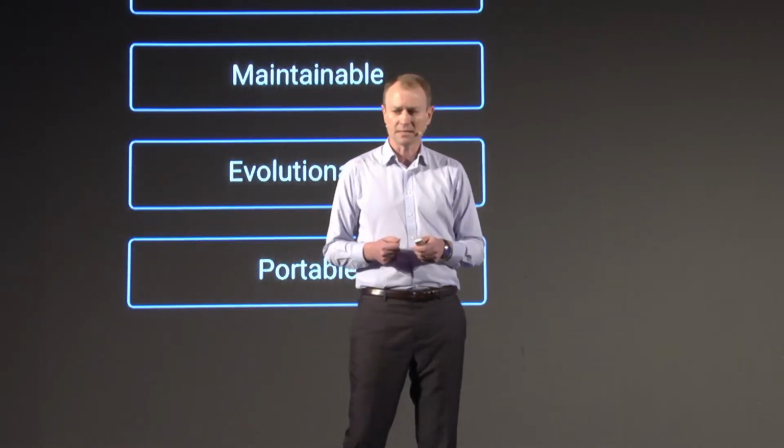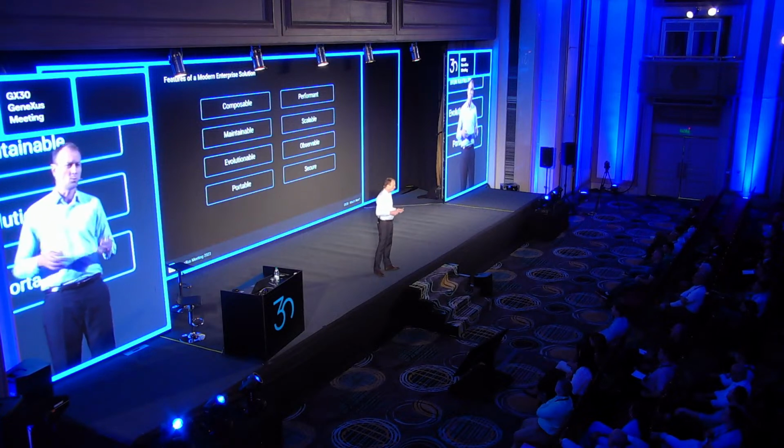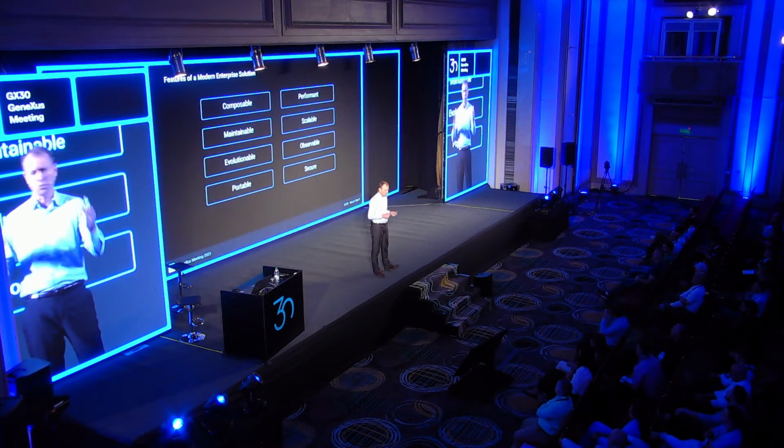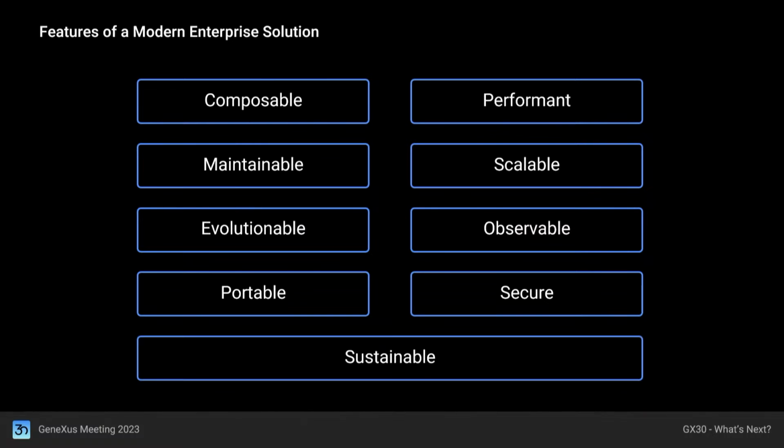Some functionalities of these modern solutions, I mentioned them yesterday. Some of them must be composable, maintainable, evolvable, portable, at a conceptual level. The others, we have to think about the architecture or the components, performance. It should be scalable and observable. And these are characteristics of modern solutions. This is the way we build them. They must comply with these characteristics.